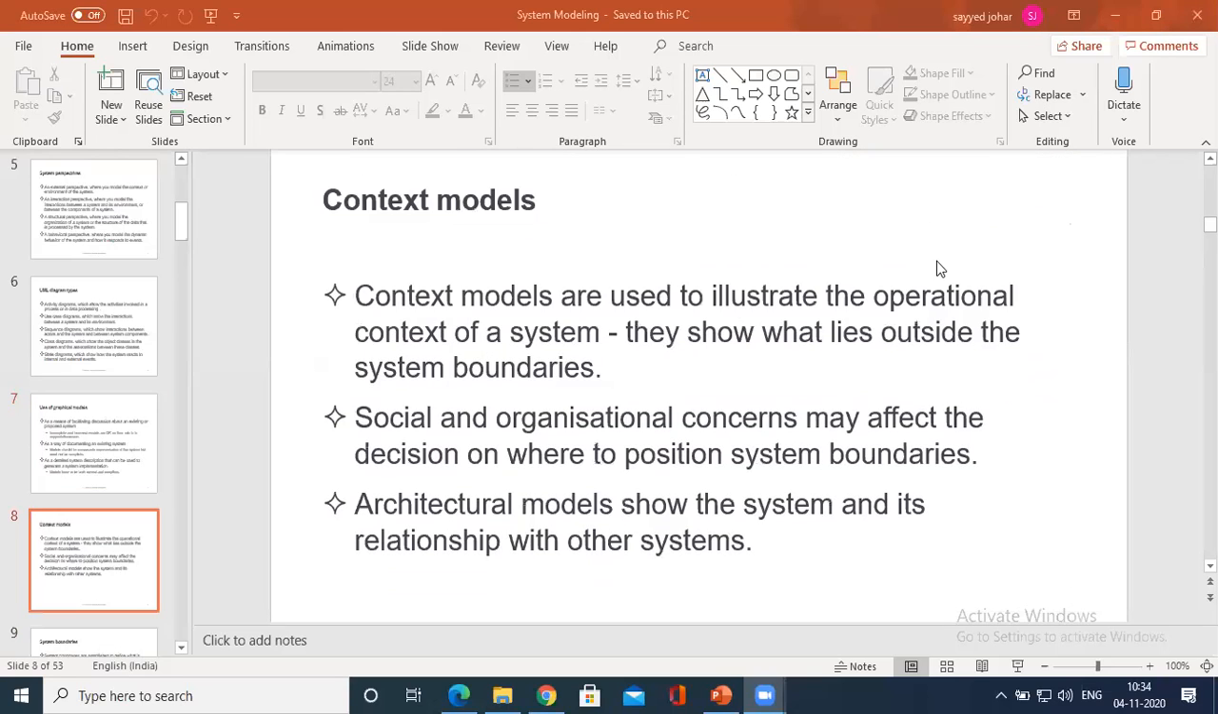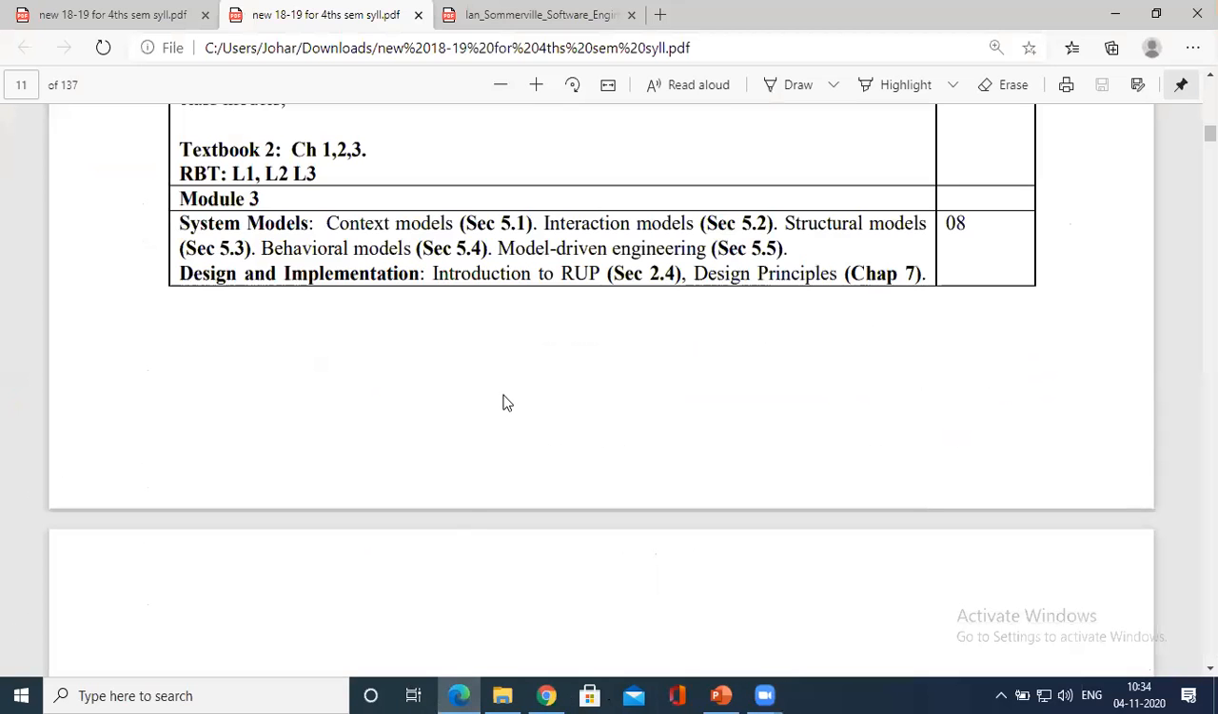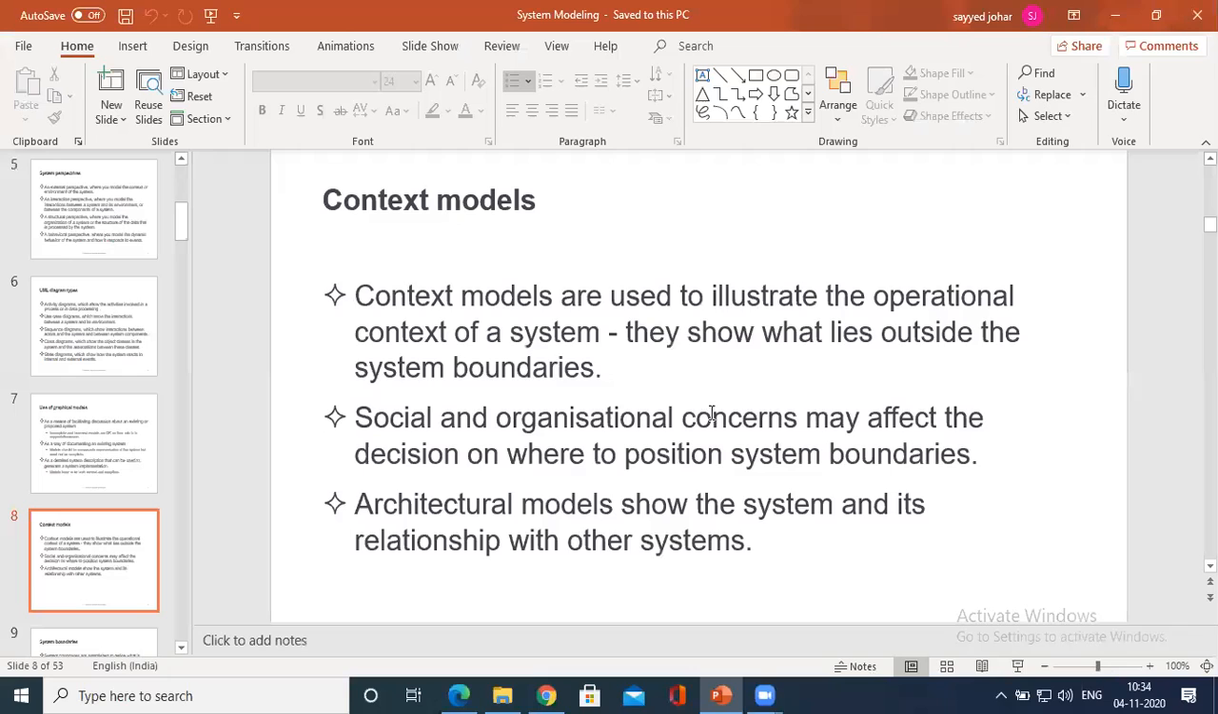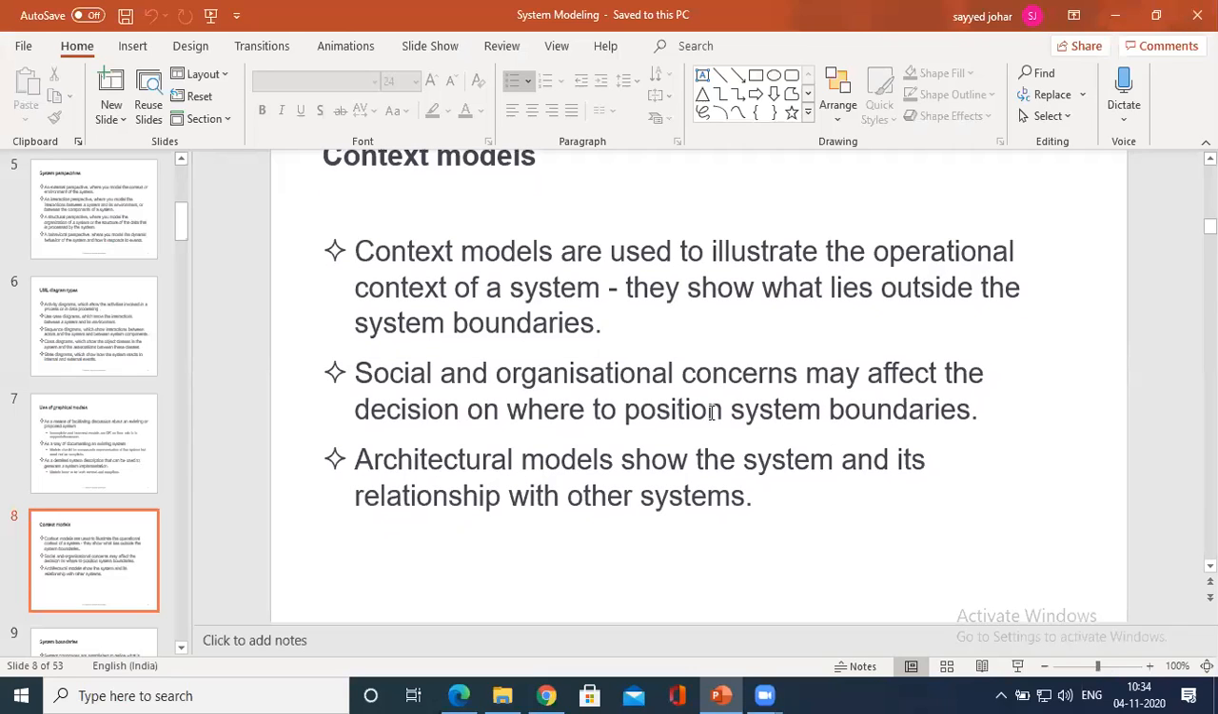So coming directly to the first topic, that is the context model. Why do we use a context model? Maybe we'll try to cover the context model and interaction model. Simple definition: we use a context model to illustrate the operational context of a system. It shows what lies outside the system boundaries. Social and organizational concerns may affect the decisions on where to position the system boundaries. An architectural model shows the system and its relationship with other systems.